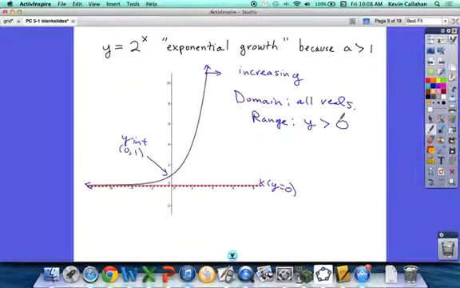Okay, let me see if I have any other notes I wanted to get out of that. Note the asymptote, the y-intercept, domain, range, increasing, which means it has an inverse. So all that stuff is what we know about y equals 2 to the x, which is growth because the a is greater than 1. We call that exponential growth.